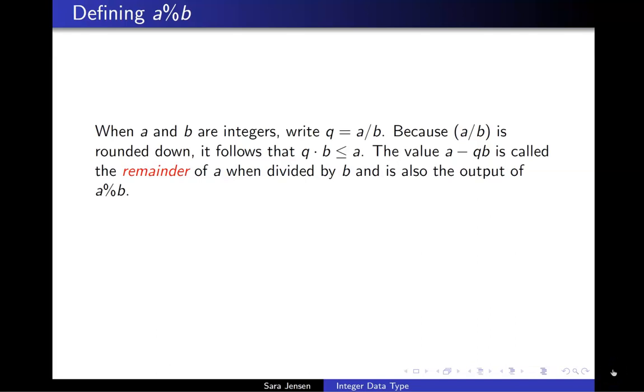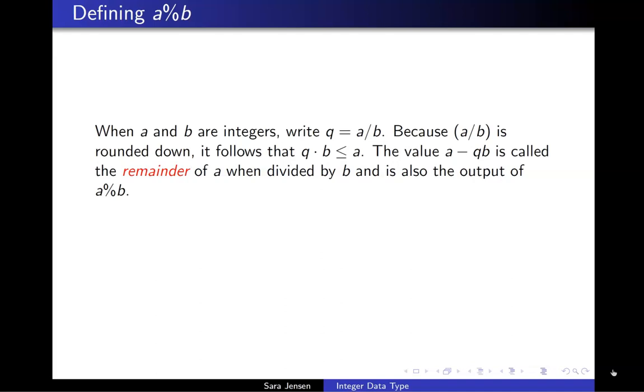Now that we have an intuition for modular arithmetic, let's define it formally and see how we use it in computer programming. When a and b are integers, let's introduce a new variable named q that denotes the integer division of a by b. Because we've performed integer division on these variables, this division has been rounded down. Therefore, q times b, or the rounded down value of a divided by b, multiplied by b, will be less than or equal to the a value that we started with.